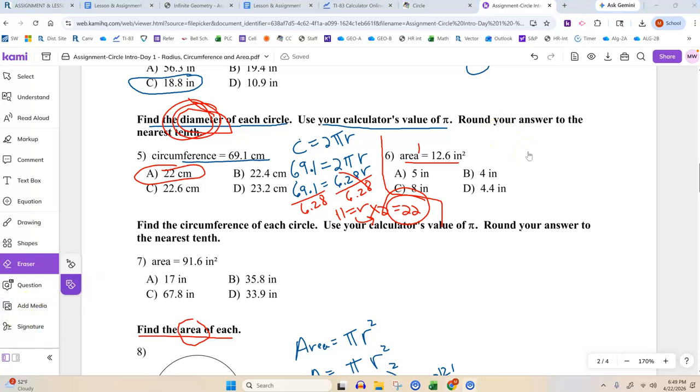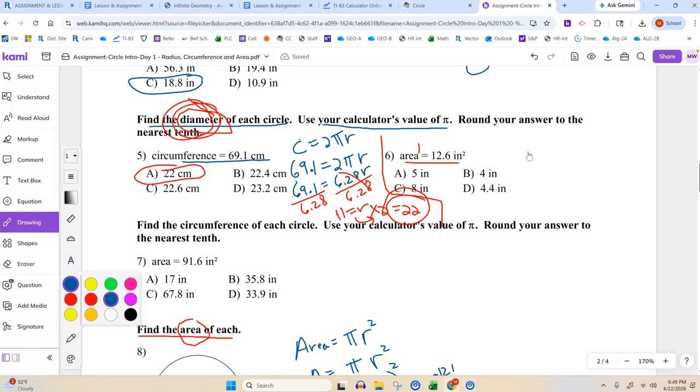Okay. So here we're being told that the area is, so remember, area equals pi r squared. Here we've got the area is 12.6 pi, but what is the radius? So we're looking for the diameter, right? The diameter. So we first need to get the radius.